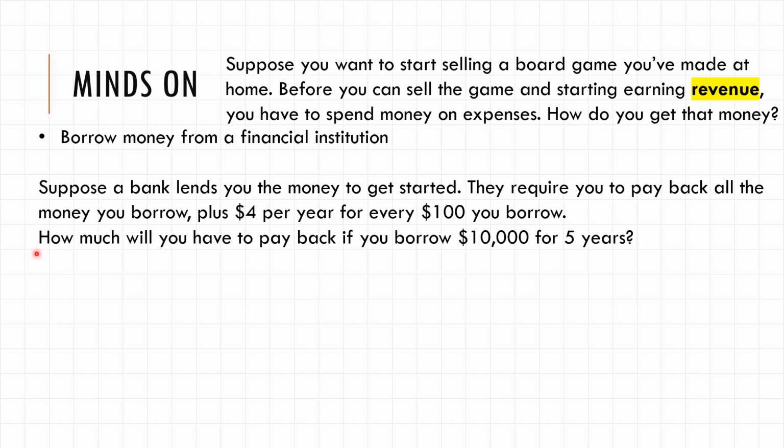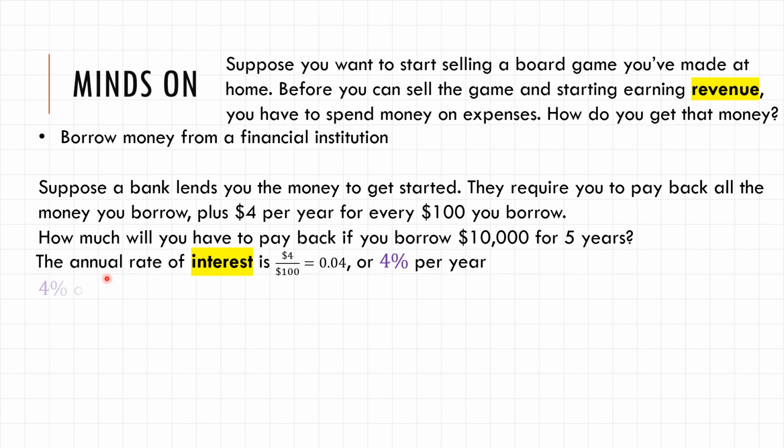Now let's see if you can get the same answer that I did. So the annual rate of interest, the interest rate, is basically, interest is the extra fee that you have to pay for borrowing money. And the rate of interest is, if it's $4 per $100 borrowed, 4 divided by 100 is 4%. So you need to pay 4% of the money that you've borrowed every year. That is the interest rate. And it's annual, that means per year.